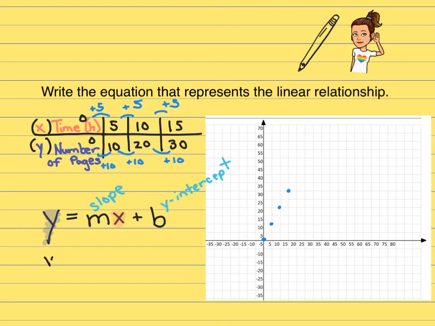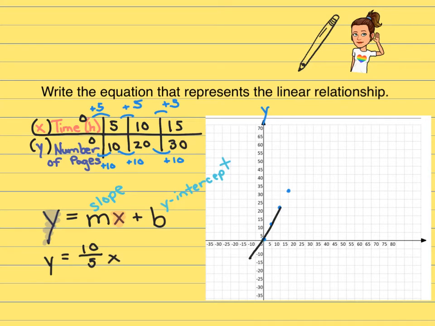So we're going to write y equals. Remember that slope means the change of the y, which is 10, over the change of the x value, which is 5, times x. And now we have to understand what this plus b means. This b is called the y-intercept. So let's label our y-axis, and let's draw a line to connect our points.